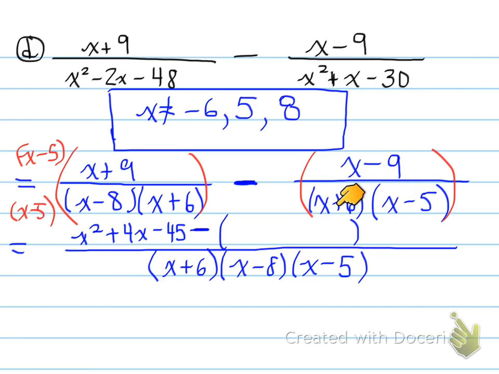Well, let's look at the denominator. x plus 6, x minus 5. No problem. We're missing the x minus 8. So we're going to multiply top and bottom by x minus 8.